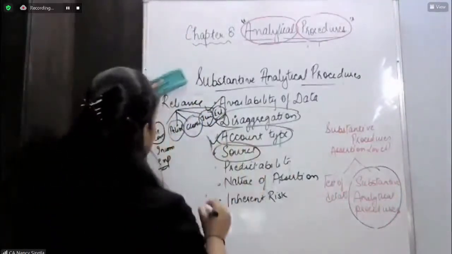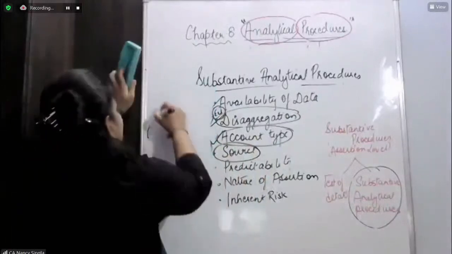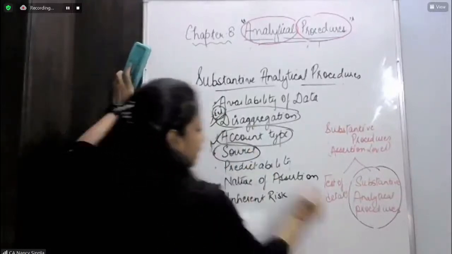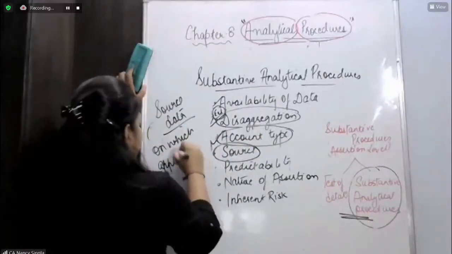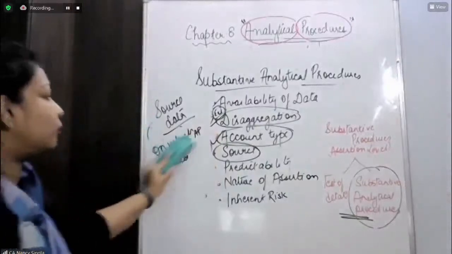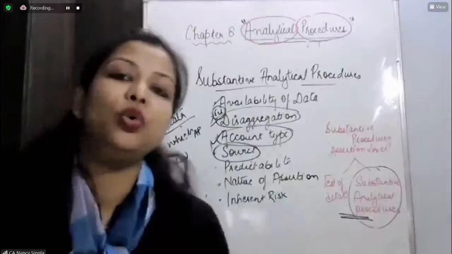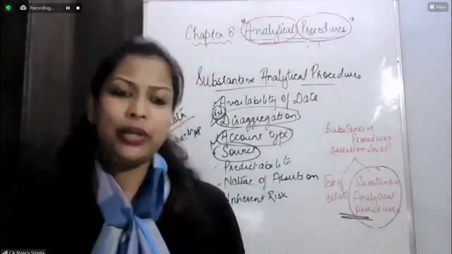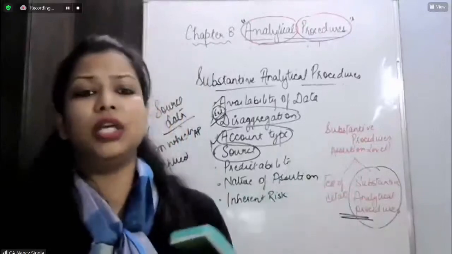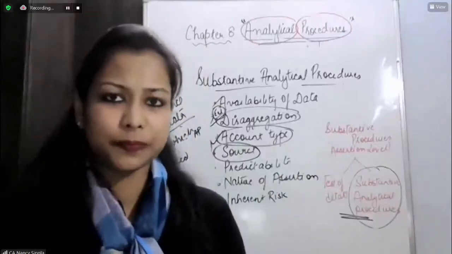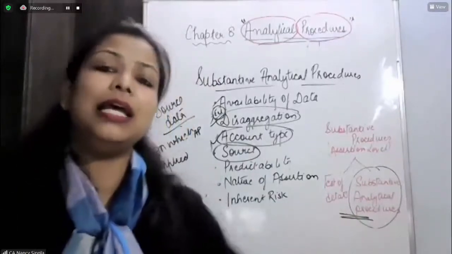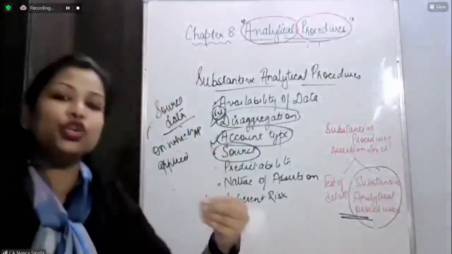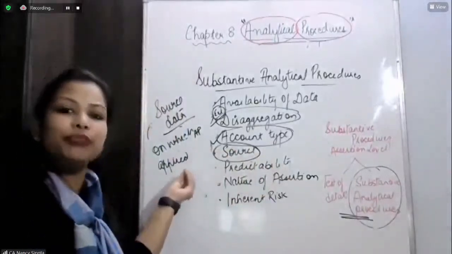Now, what is source? Source means the source data on which audit procedures are to be applied. So again, with respect to items which are predictable over time, your sales, your purchases, you can apply the substantive analytical procedure. Now let me take an example. Suppose research or advertisement expenditure has been done this year. Last year, there was no expenditure on research and development. Last year, there was no expenditure on advertisement. So can you compare? No. So source data, the data should be predictable. Only on that you will be able to apply analytical procedure.